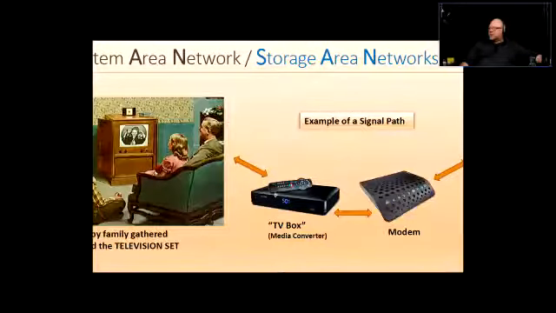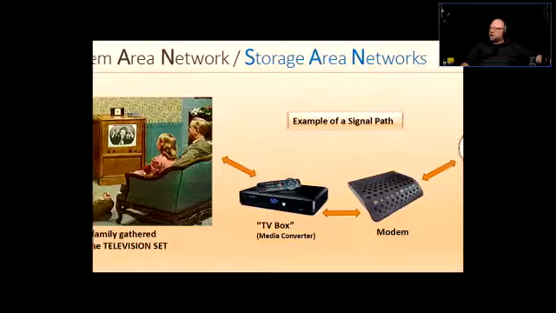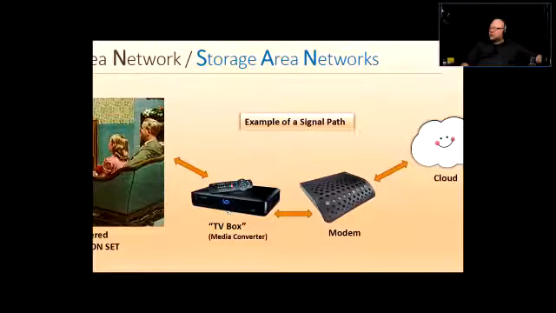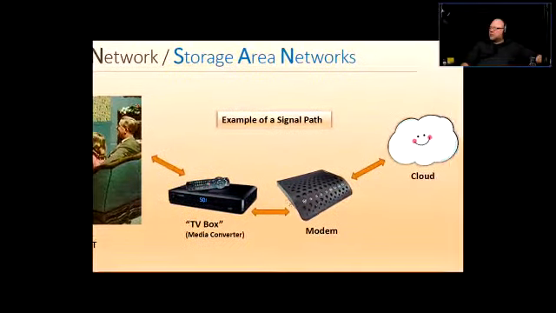Then they would go through all the commands in order to select the movie that they want to watch. That signal gets transferred to a modem. The modem converts the digital signal in the form of Ethernet to an analog signal that is just shot out to the cloud. And what's the cloud? It's the WAN, the wide area network, also known as the internet.